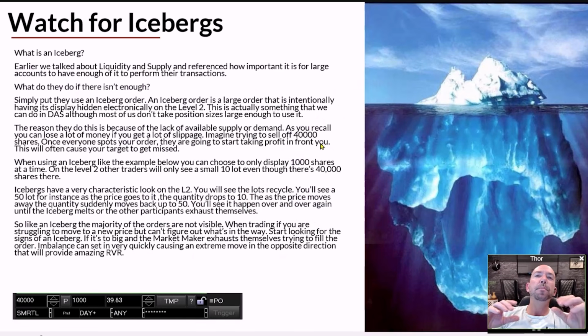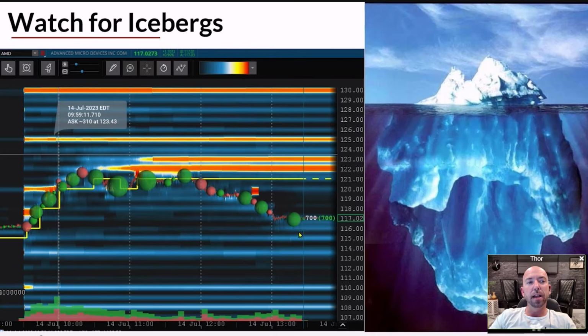Now, keep in mind, we got to watch for icebergs, right? Icebergs are orders that are on the order book that are actually bigger than they appear. As you go and hit the order and you pull away from the order, there are still orders left behind. You have participants that are only willing to buy or sell certain levels, right? And because of that, those orders can become what we call an iceberg.